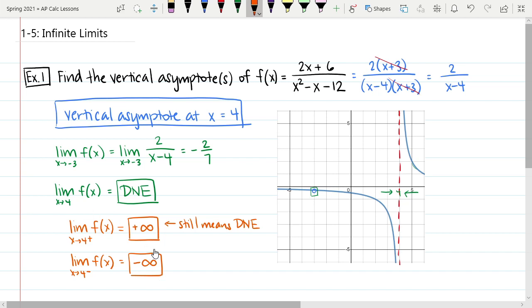These two limits right here, where the limit becomes positive infinity or negative infinity, these are what we refer to as infinite limits.